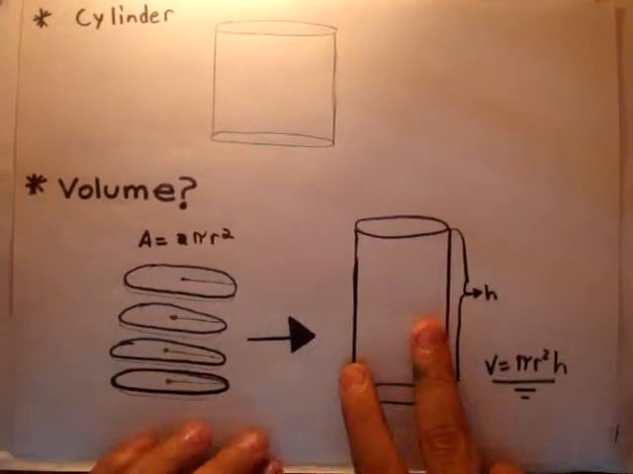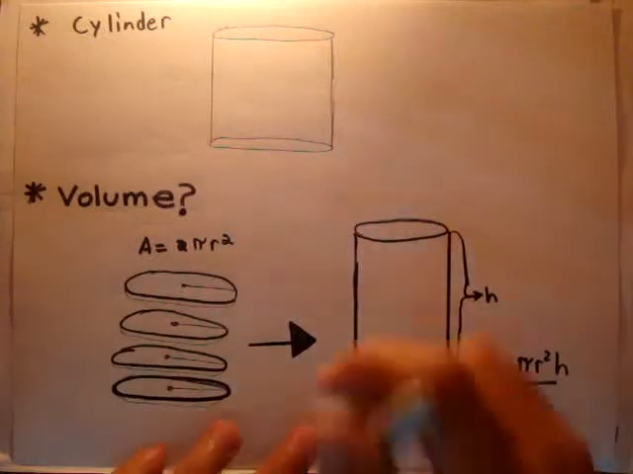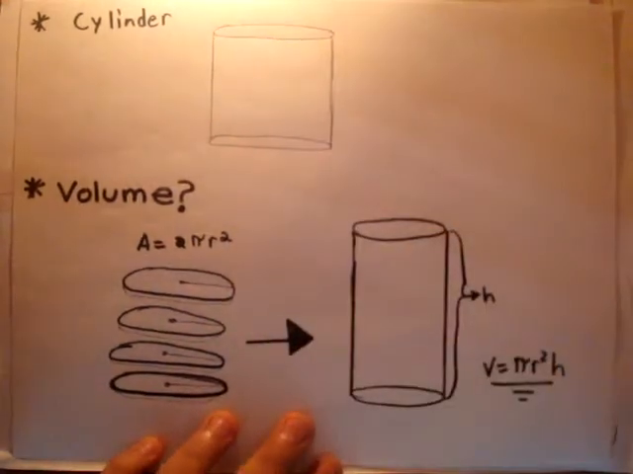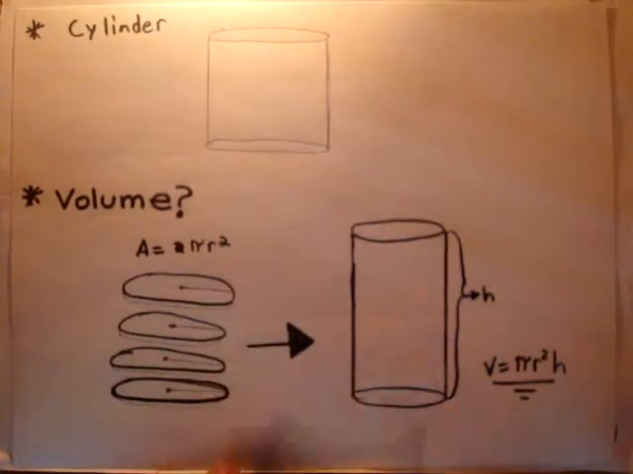Alright, so before we actually get into the hard stuff and calculus, we must understand the idea of a cylinder and its volume. So here we have a typical cylinder, and I ask you, how do you find the volume of the cylinder? How much can it hold?